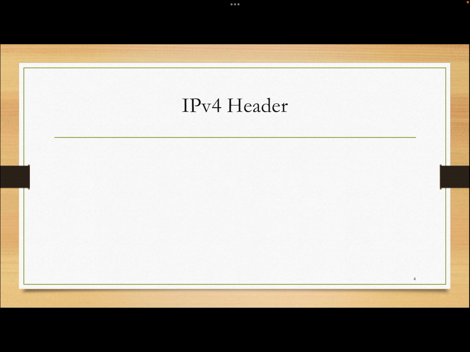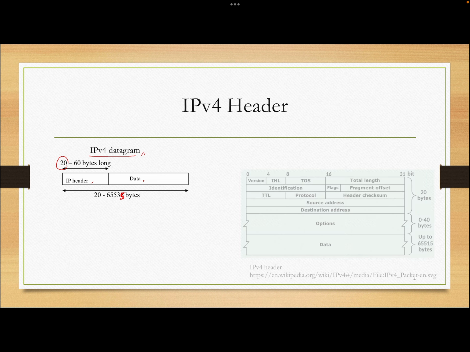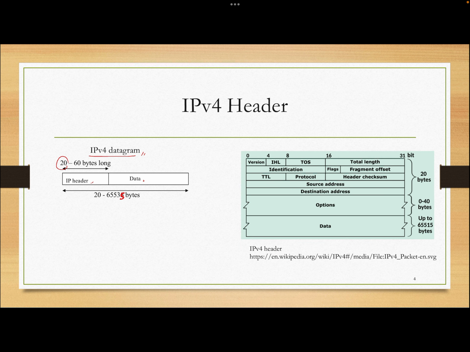Now let's look at the IPv4 header. The IPv4 datagram consists of the header and the data. The header is 20 to 60 bytes long, with a minimum of 20 bytes, and the total is 20 to 65,535 bytes maximum for one datagram. And this is the header of the IPv4, from the wiki.